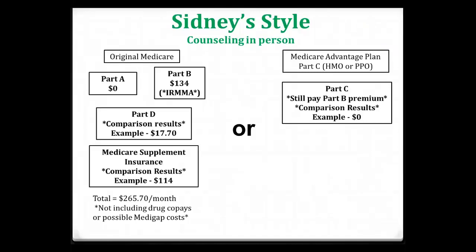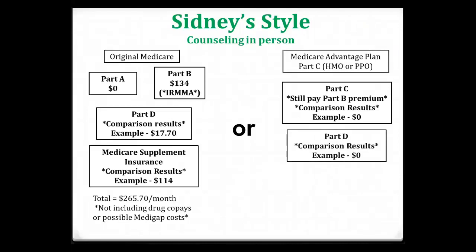And then we do a comparison result. There are many plans in Tennessee that have a $0 premium, so that tends to be a very popular plan. We also have plans in Tennessee that can range up into close to the $200 a month range. So depending on the comparison results is what the premium is going to be. And for my example, I just said that we enrolled into a $0 premium plan.